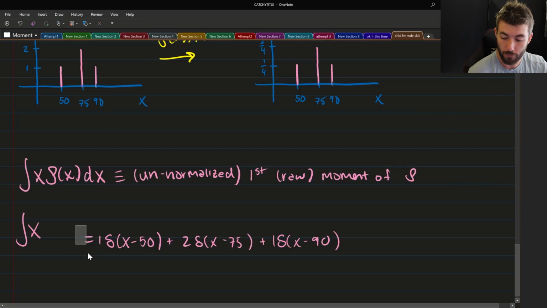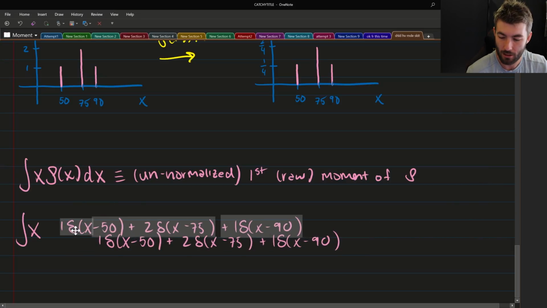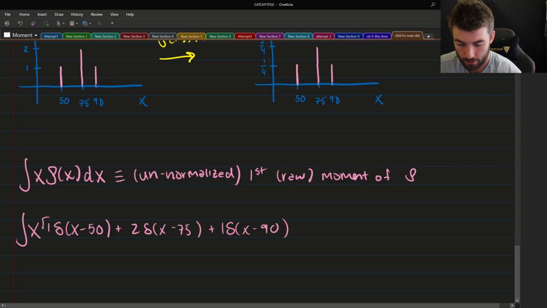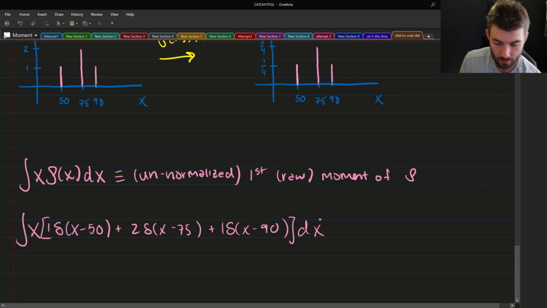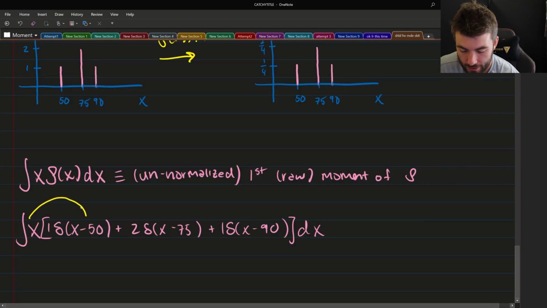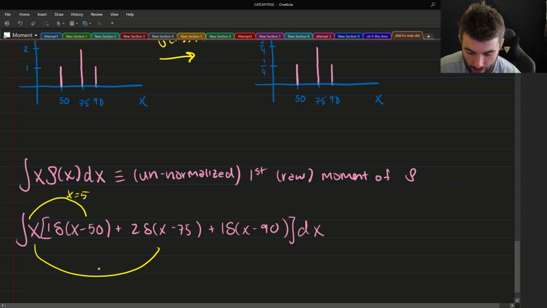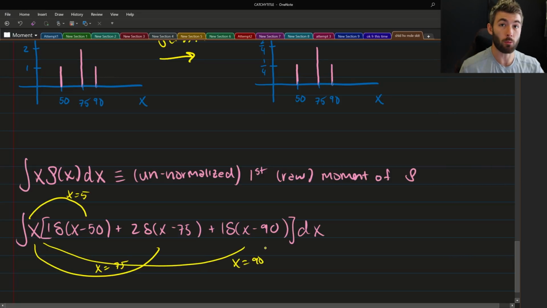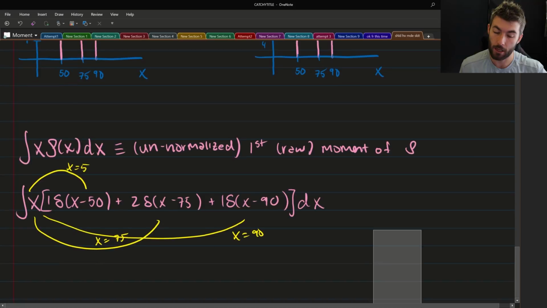Now we actually do have a function f of x that's multiplying the delta functions, but it's just x. So it's just going to pick out the values for x equal to where the delta function is centered. So if we integrate this dx, this integral is going to pick out x equal to 50. This one's going to pick out x equal to 75. And then the third one is going to pick out x equal to 90. And that's just what we're going to evaluate the x at, f of a, right?